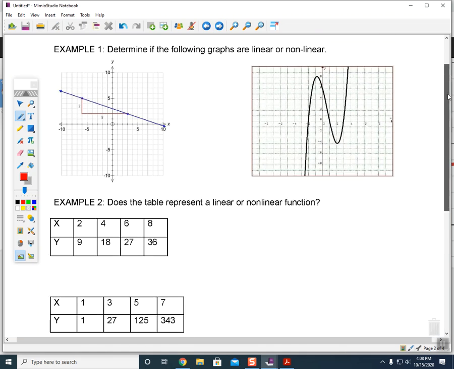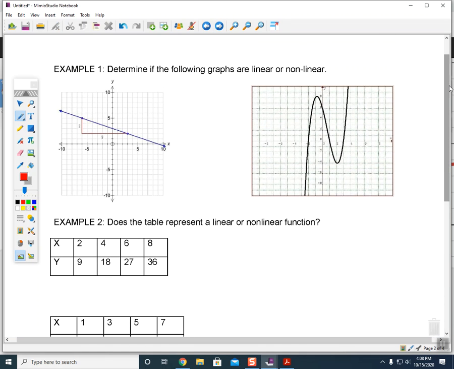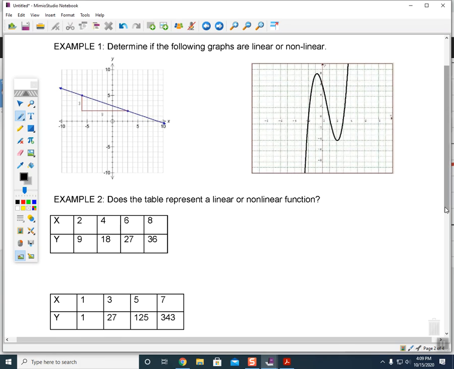Okay, this stuff is fun because it's super simple. So I'm just going to look at these graphs and decide if they're linear or nonlinear. So I look at this one first. All I see is a straight line. This is linear. My second one, I got a curve up here, right? This is nonlinear because it's not straight. It's not a straight line. Easy, straightforward, simple. I can just look at it and tell right away if it's linear or nonlinear.